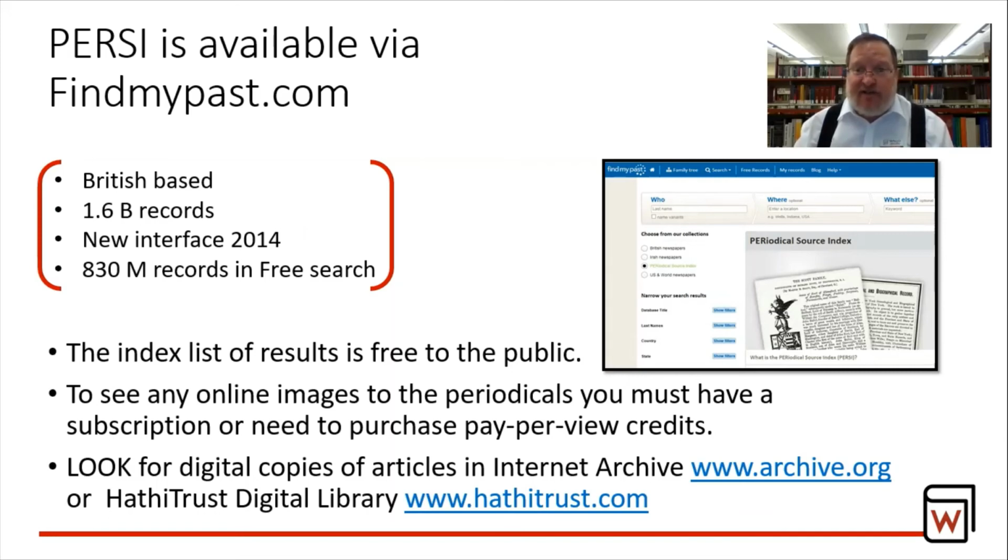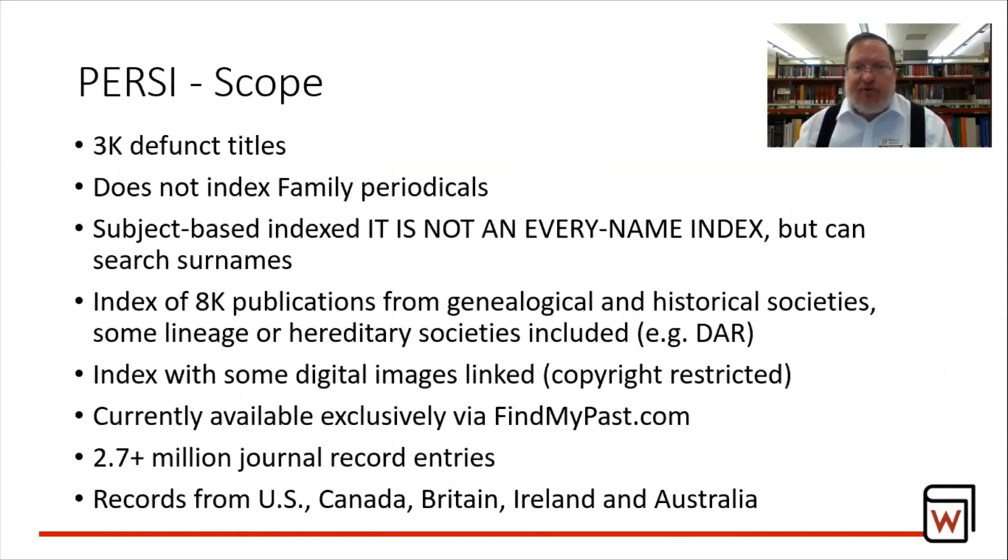Not everything is digital as far as content if you subscribe. It has a huge amount of records in it. Where we want to look, it has about 3,000 of those defunct titles. It does not cover access to family periodicals. That's one of the things you need to know. It is subject-based. It's not an every-name index. You can search surnames in it, though.